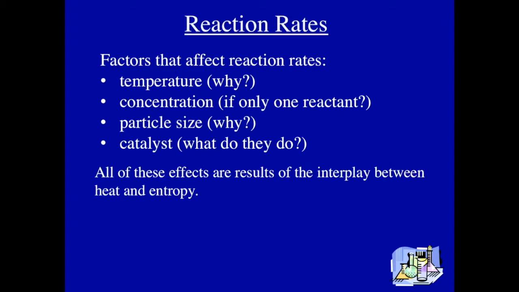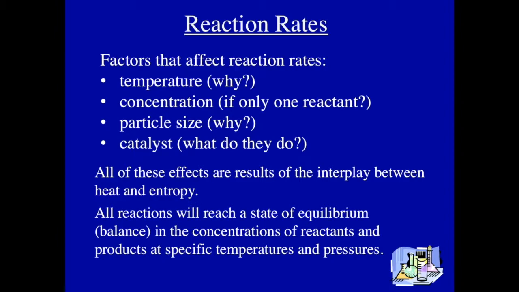Referring back to what we talked about with heat and entropy, these are all interplays between heat and entropy. And reactions will reach a state of equilibrium when the concentrations of reactants and products stay constant at a specific temperature and pressure. As we will see, reaction equilibrium constants that tell us the progress of a reaction, or where a reaction would be more likely to end up with more product or more reactant, are very much dependent on different temperatures and different pressures.